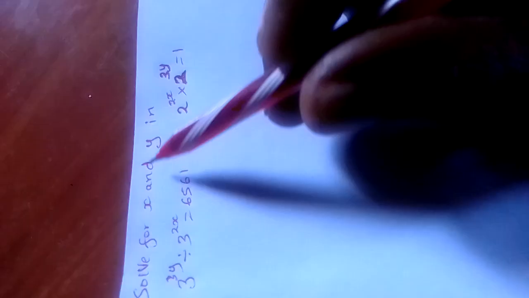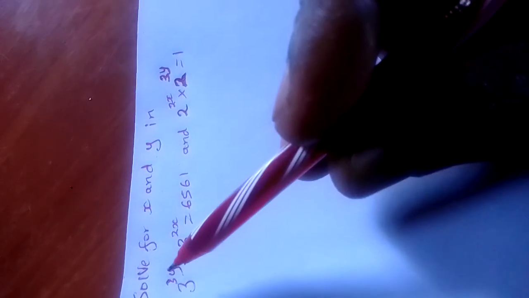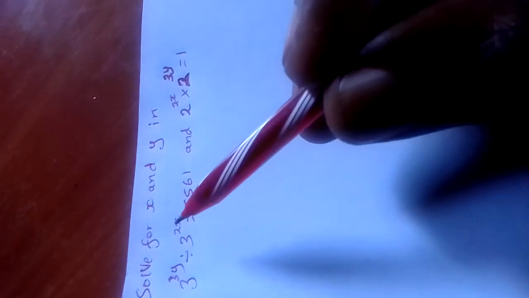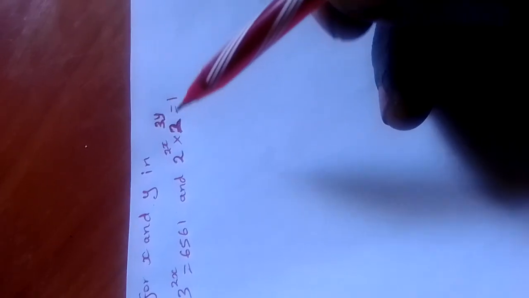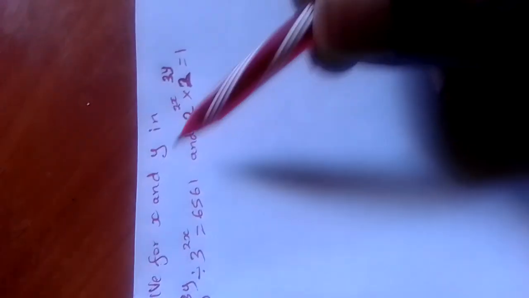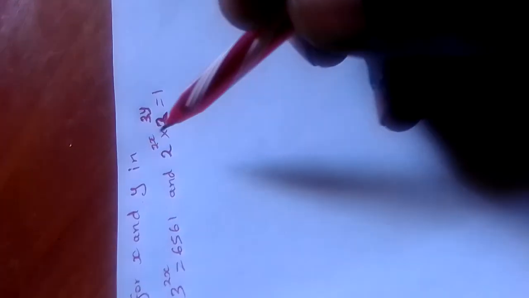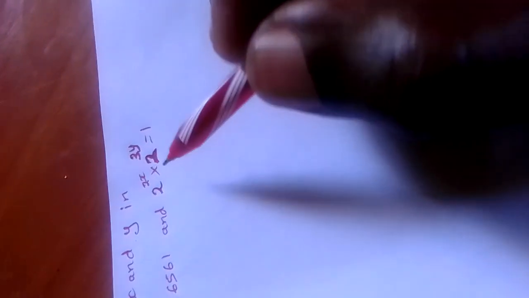Today again we have a maths question here. It says solve for x and y in 3 power 3y divided by 3 power 2x is equal to 6561, and 2 power 2x times 2 power 3y is equal to 1. Each time you see two unknowns in mathematics, that means the question will end up in a simultaneous equation. That is how we'll be able to solve any algebraic equation with two unknowns.